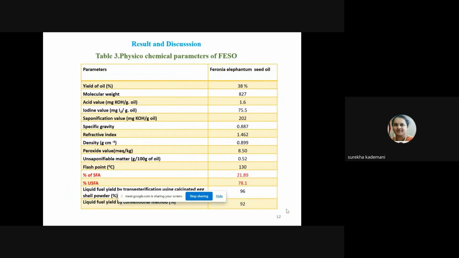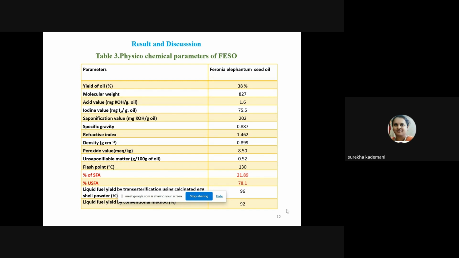Results and discussion. The extracted oil is analyzed for physicochemical properties, which include, first, percentage of oil, which is 38%, molecular weight is 827, acid value of the oil is 1.6, iodine value 75.5, saponification value 202, specific gravity of the oil is 0.887, refractive index is 1.4, density 0.899, peroxide value is 8.50, unsaponifiable matter is 0.52, flash point of the oil is 130.